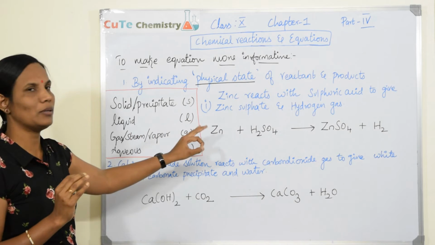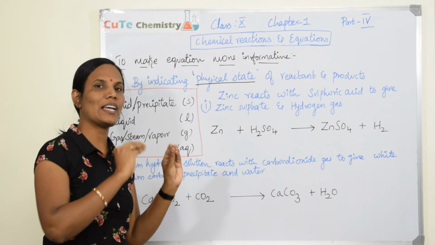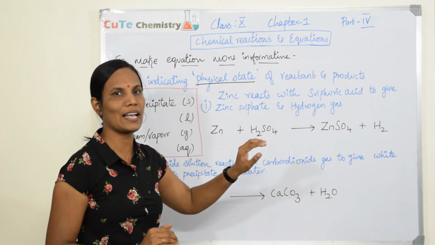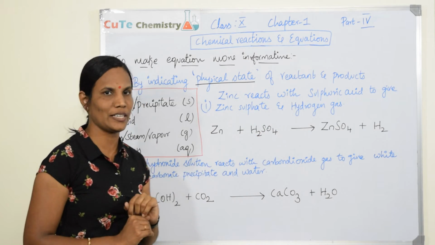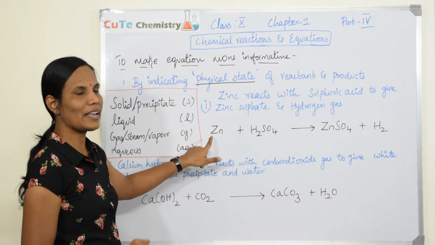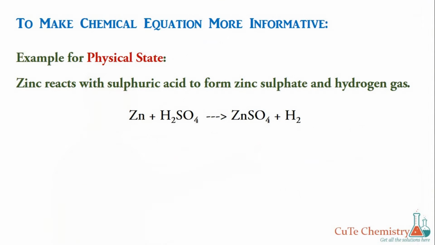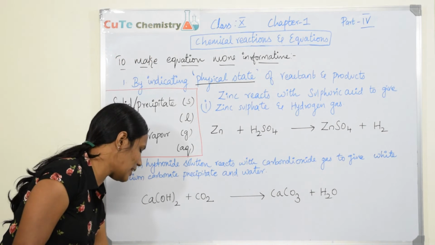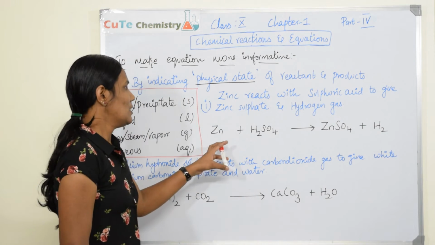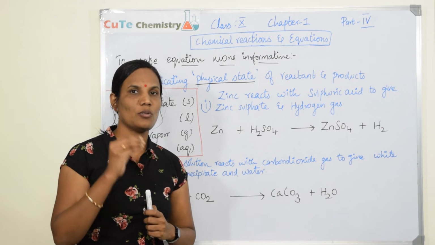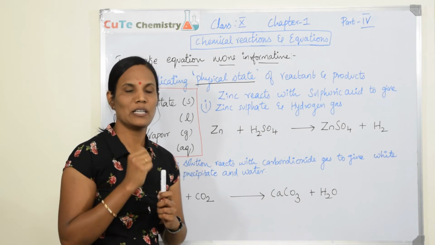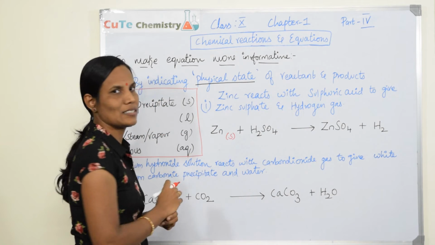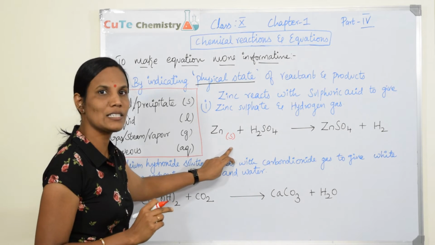Let us take one problem, and from this chemical reaction we can indicate the physical states. The question is, zinc reacts with sulfuric acid to give zinc sulfate and hydrogen gas. So this is the equation. We know the reactant is zinc and then sulfuric acid. At the end we are getting zinc sulfate and hydrogen gas. We have to know the state of each. For that, zinc is a metal, so the nature of zinc will be solid. So it will be in solid form, and what we have to write is s. Now I have represented the physical state for zinc.